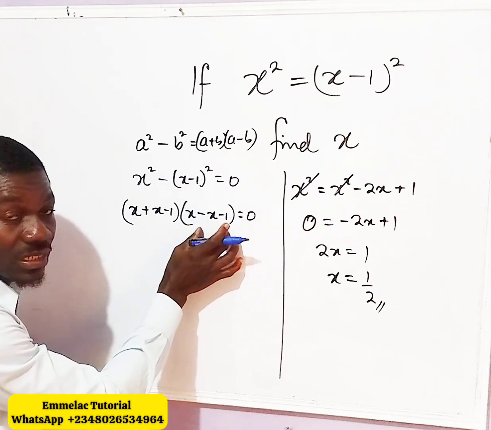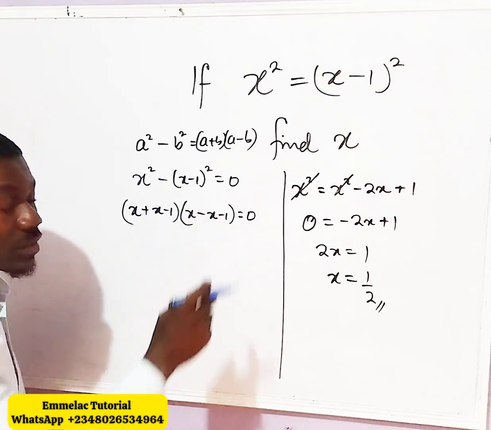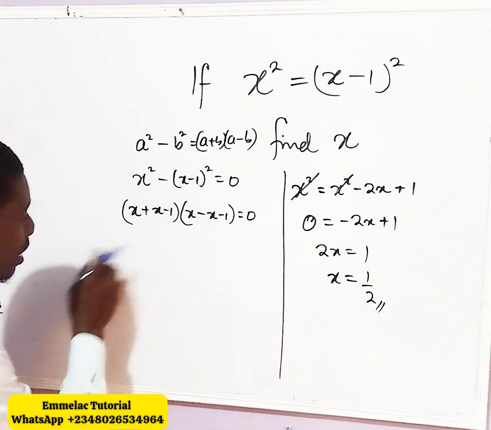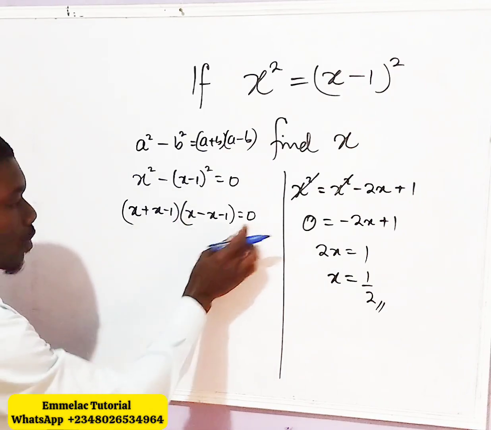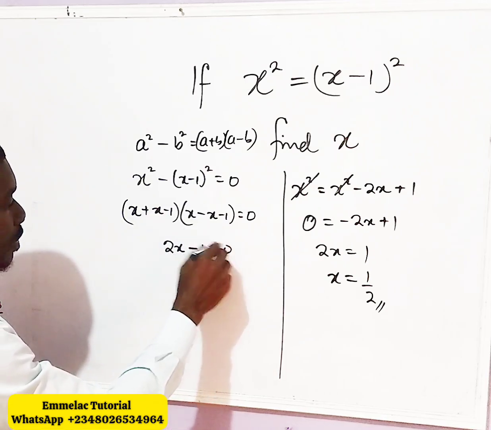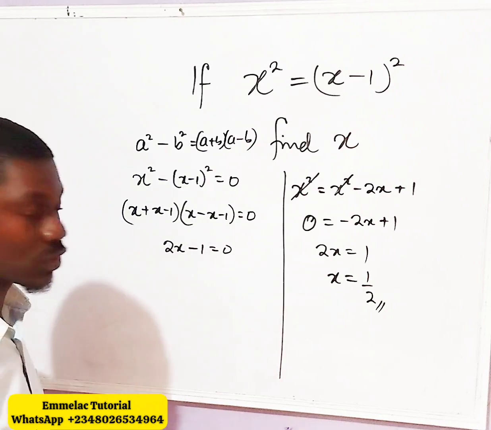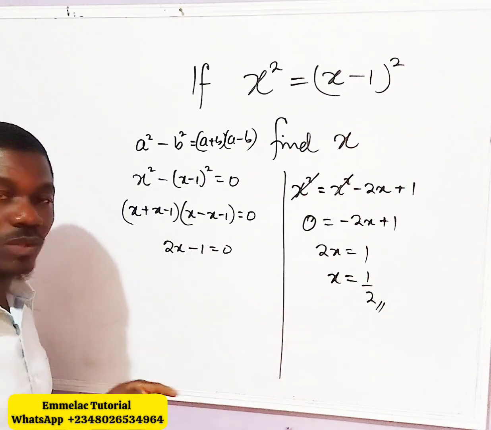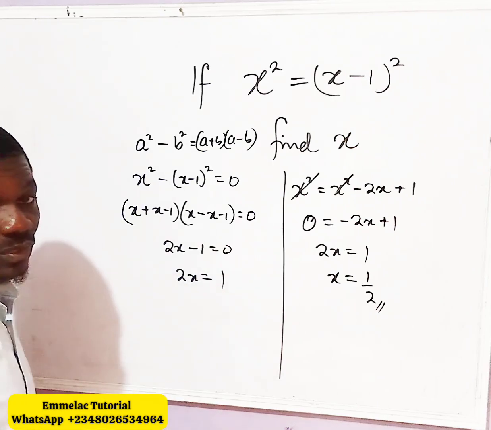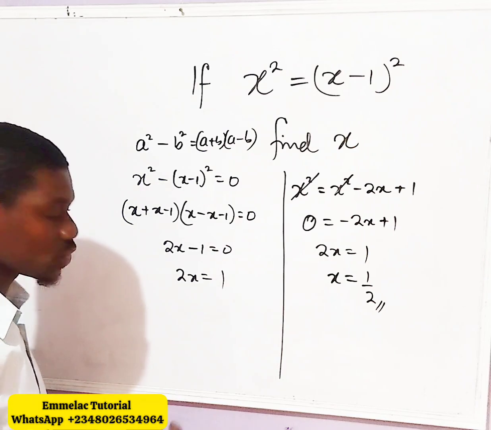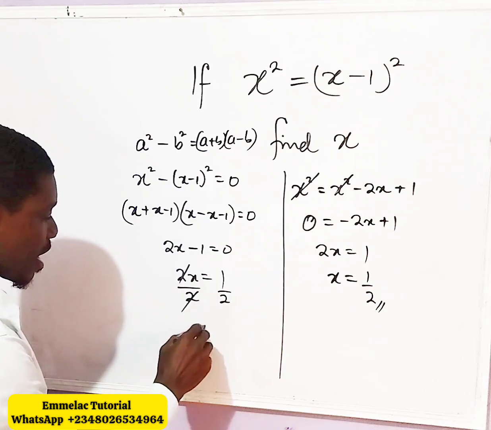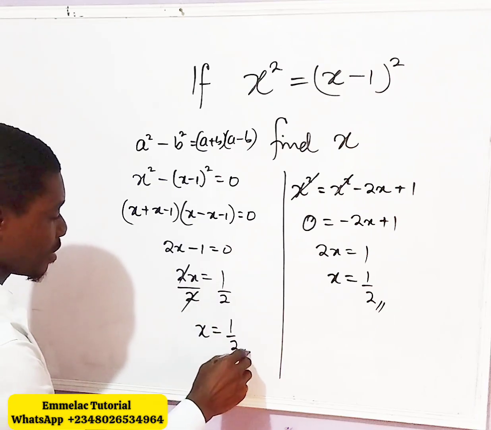Now the whole of this is invalid because x minus x will give us 0. We are left with what? 1. And we are now left with the whole of this equals 0. So we have 2x minus 1 equals 0, because x plus x will give us what? 2x. Now adding 1 to both sides, we have 2x equals 1. Dividing both sides by the coefficient of x, which is 2, then x equals 1 all over 2.